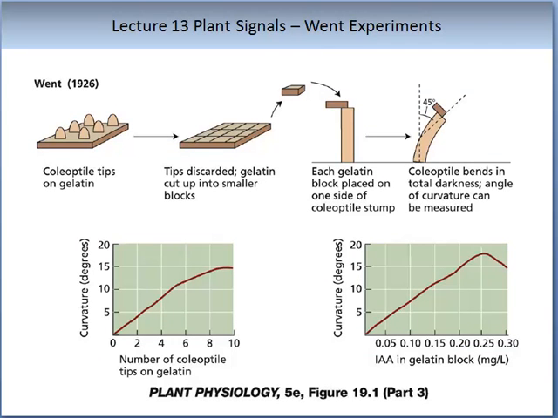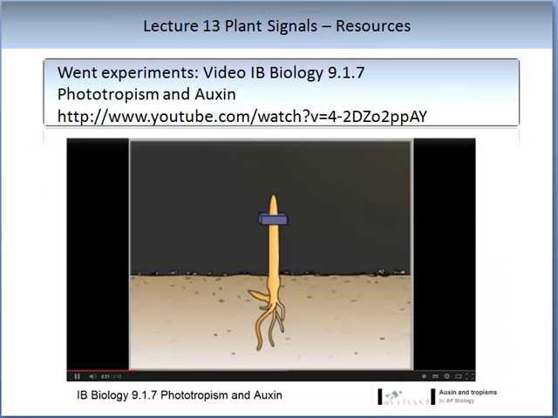The visual representation on the slide shows a summary of Went's experiments. It also shows some of the results and the conclusions that he was able to draw. Please watch the following video on Went's experiments called Phototropism and Auxin. This will help you visualize the results from these experimentations.